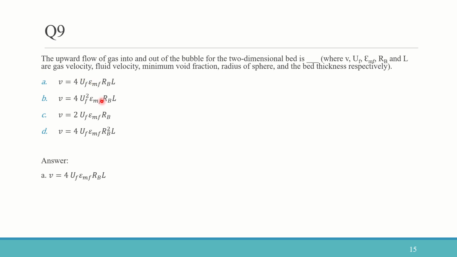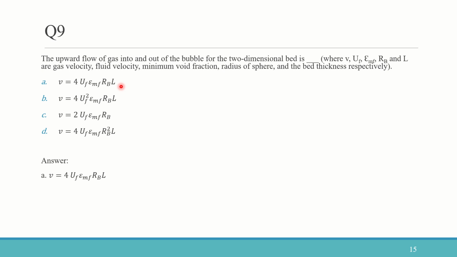So option B can be ignored on that basis, because the power is given to UF and not to epsilon MF. And second, it is a function of RB, which is given everywhere except in option C. So we are ignoring option C as well, and we are left with option A and option B. If you go with unit consistency, you can neglect option D as well. And we'll be left with the upward flow of gas into and out of the bubble for the two-dimensional bed, which becomes 4 into UF into epsilon MF into RB into L.